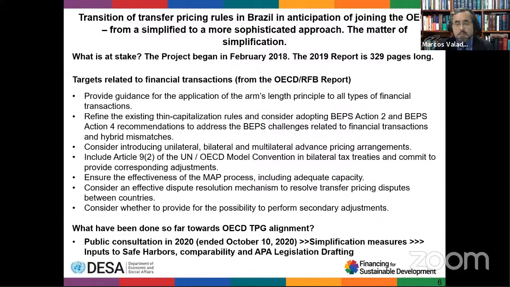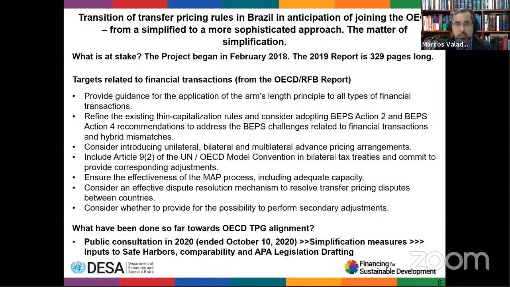Now about the transition. Brazil is, as I said, applying to become a full member of the OECD. So what's at stake? It's the tax system, but the main focus now is the transfer pricing rules, because Brazil adopted a different approach to arm's length. The project began in February 2018. In 2019, the report came out. It's a huge report, 300 pages long.